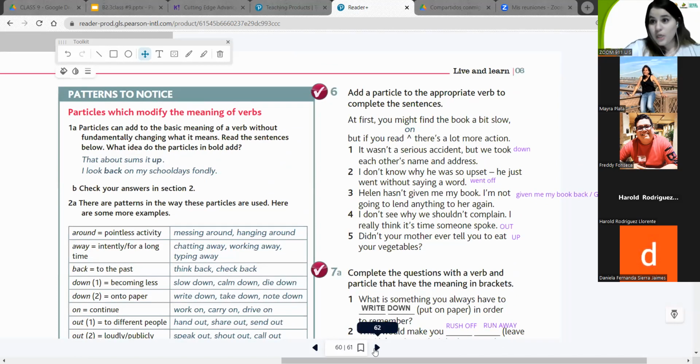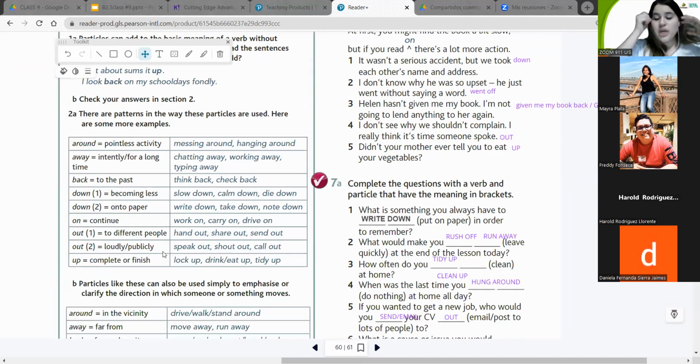Okay, people, so this is not difficult. However, we need to think about the context, and we need to think about the different ways in which these words or this particle can be used. It depends on the sentence, depends on the context. It changes the meaning of the verb, okay? So we need to be extra careful.